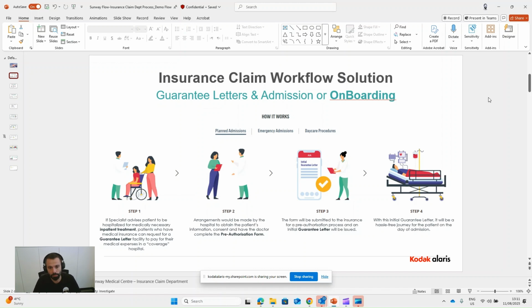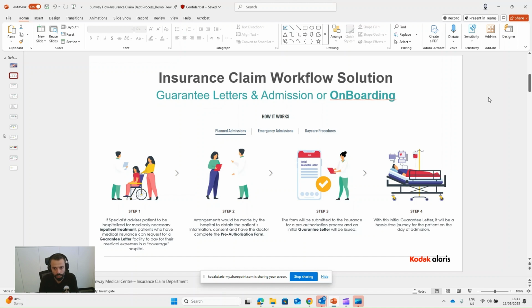for a patient to get a pre-approval statement from the insurance. And this is called an initial guarantee letter. Keep this in mind, an IGL, initial guarantee letter. This slide deck is available for everyone later on, so we can share it with you and we can provide on-demand training. So if God forbid someone has to go to the hospital, there are three cases.